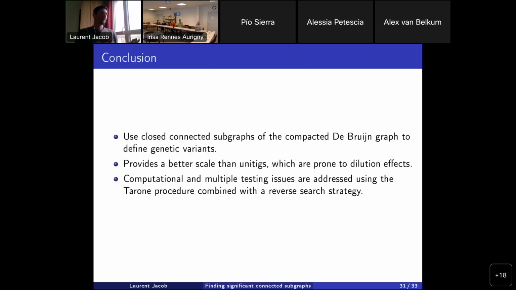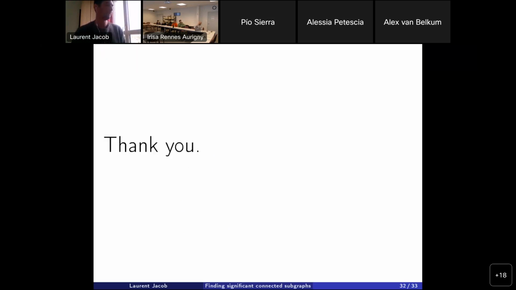So just to summarize, we've used close connected graphs of the compacted de Bruijn graph to define genetic variants. We think it's providing a better scale than unitigs for exploring genetic variants because it's less prone to dilution effects. It leads to very bad computational and multiple testing issues, which we're addressing using the Tarone procedure combined with a reverse search strategy. And thank you for your attention.